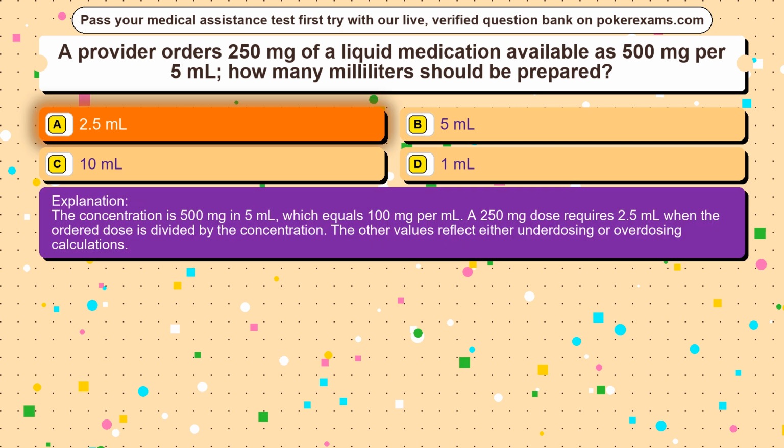The concentration is 500 mg in 5 ml, which equals 100 mg per ml. A 250 mg dose requires 2.5 ml when the ordered dose is divided by the concentration. The other values reflect either underdosing or overdosing calculations.